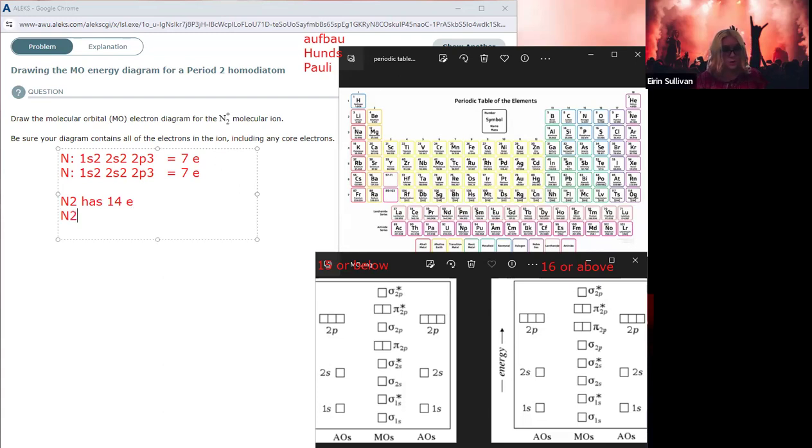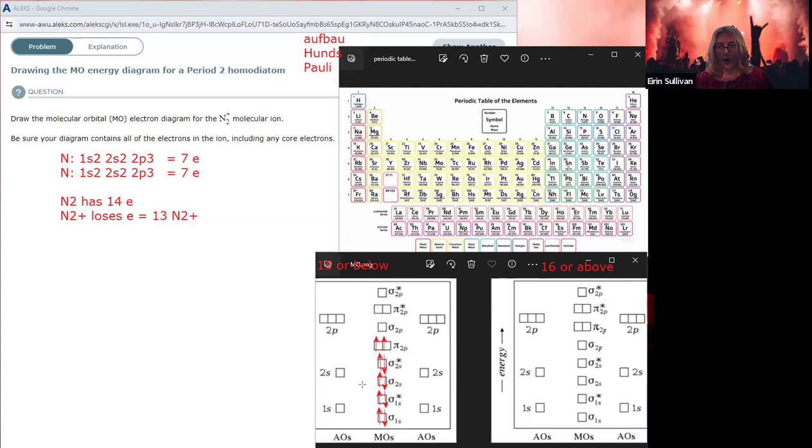Now, if it is N2 plus, it has lost an electron to get that +1 charge, so we're going to subtract an electron off the total, so we should have a total of 13 electrons for N2 plus. So we're going to select the MO diagram on the left, and we're going to start filling it up from the bottom, so 1, 2, 3, 4, 5, 6, 7, 8. Now watch very carefully the order I do this in. 9, 10. Look how I followed Hund's rule.